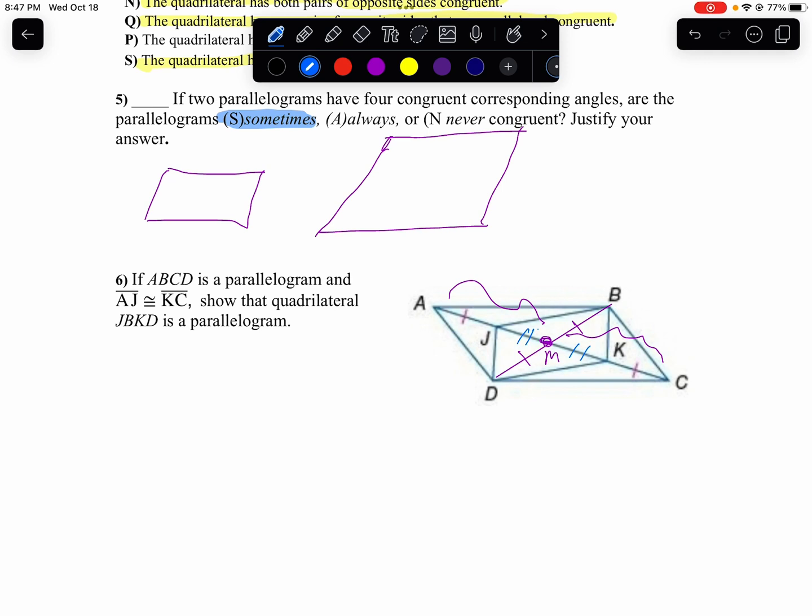And so you've got both pairs of diagonals bisecting each other. That's the definition of a parallelogram. So JBKD is a parallelogram. Why? Because what we've shown here is that both diagonals bisect each other. And since both diagonals bisect each other, that makes it a parallelogram.